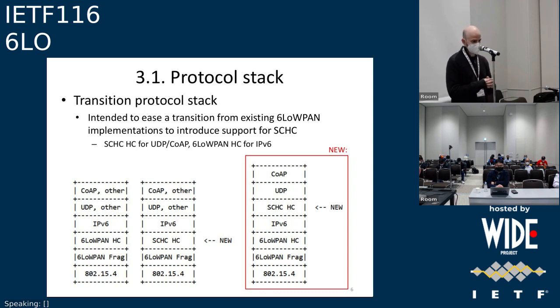But now in 01, we have added a third possible protocol stack that would also be a result for this document, which is the one on the right, which we call the transition protocol stack, where the idea is that 6LoWPAN would be used to compress IPv6 headers, but then we would use SHIC to compress UDP and CoAP headers. So the idea here is to ease a transition from the existing 6LoWPAN implementations to introduce the support for SHIC. The idea is to allow reusing the existing 6LoWPAN implementation code, but then also benefit from using SHIC for the end-to-end protocols like UDP and CoAP. Any comments? Okay, next, please.